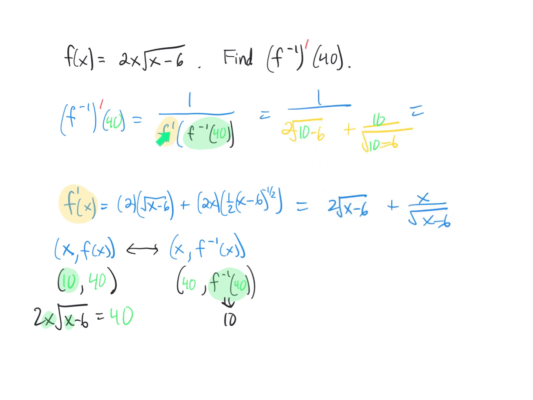So maybe simplify f prime a little bit. And now, f inverse prime of 40 is 1 over f prime of 10. And so when we put a 10 in there, we get this, which simplifies to 1 over 9. Choice B.